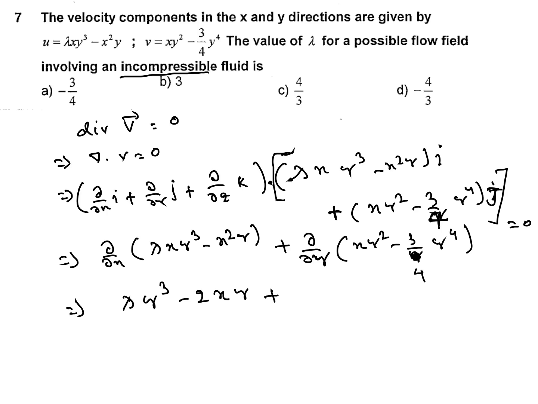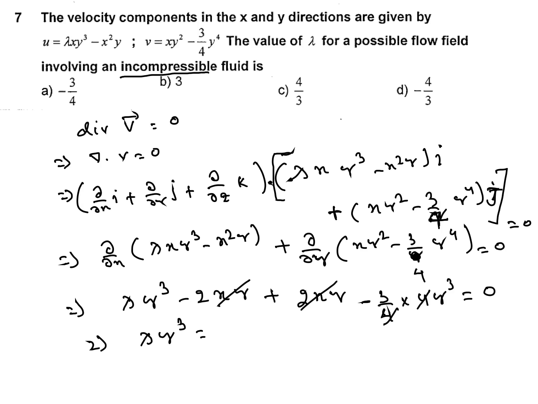Here 2xy minus 3y to the power 4 into 4y cubed equal to 0. The 4 cancels, and minus 2xy plus 2xy cancel. Lambda y cubed equal to 3y cubed. So lambda equal to 3 for incompressible fluid. These two things are important.